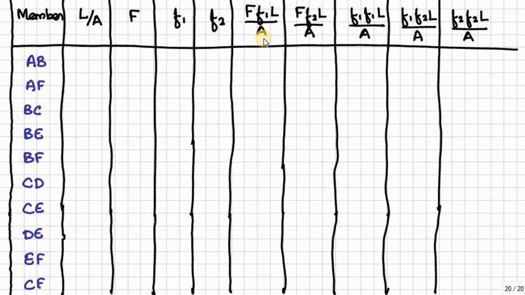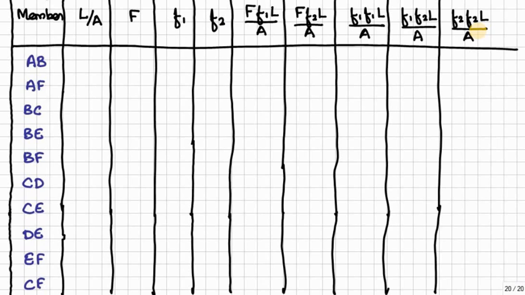Capital F f1 divided by A, capital F f2 divided by A. This is nothing but delta 1L. This is nothing but delta 2L. Okay, this is nothing but small delta 11. Here this one is delta 12, delta 22.